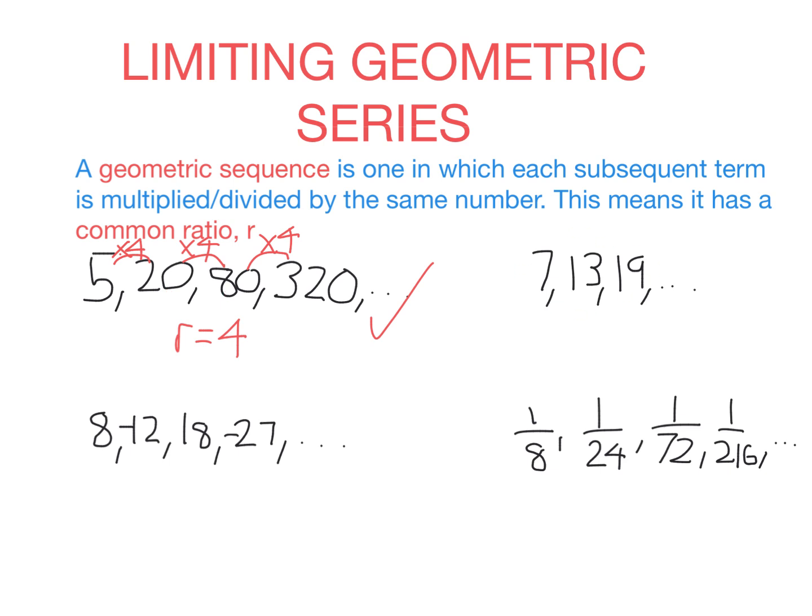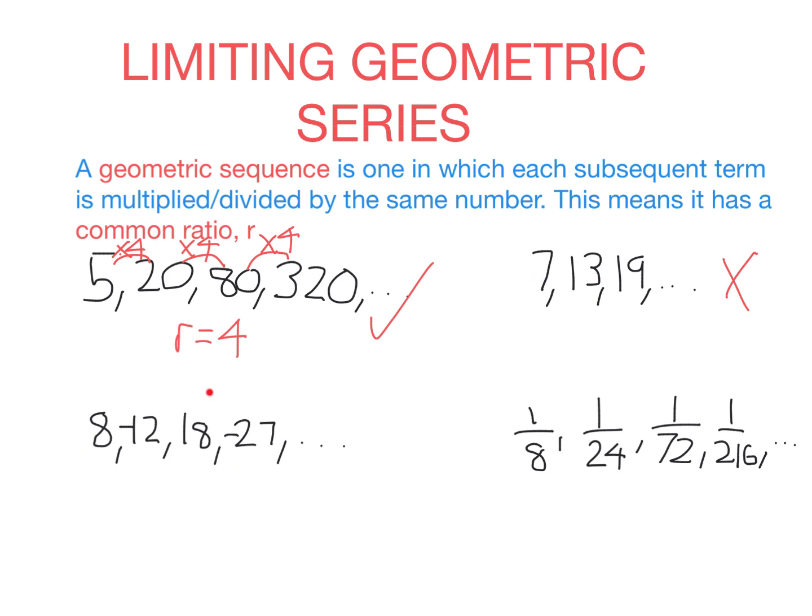On the other hand, if I look at this sequence here, it is not geometric. I'm adding 6 each time, but I'm not multiplying by the same number. If you put 19 divided by 13 on your calculator, you'll get a different answer than 13 divided by 7.